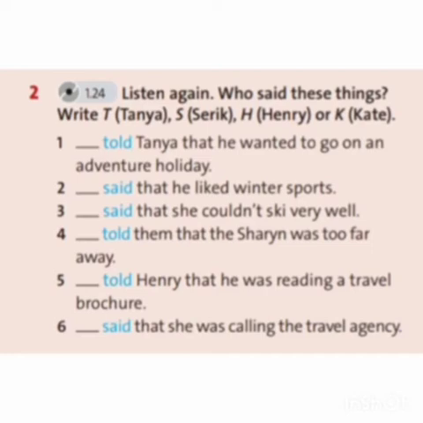Look at this advert. It's for camel riding in the steppe. That looks interesting. I love horses, but I've never ridden a camel. I think I'd like to try that. Tanya, what are you doing? I'm calling the travel agency to book a camel riding trip.